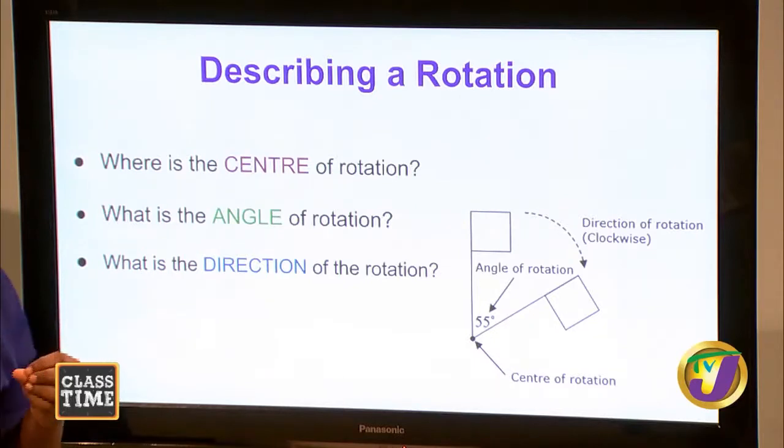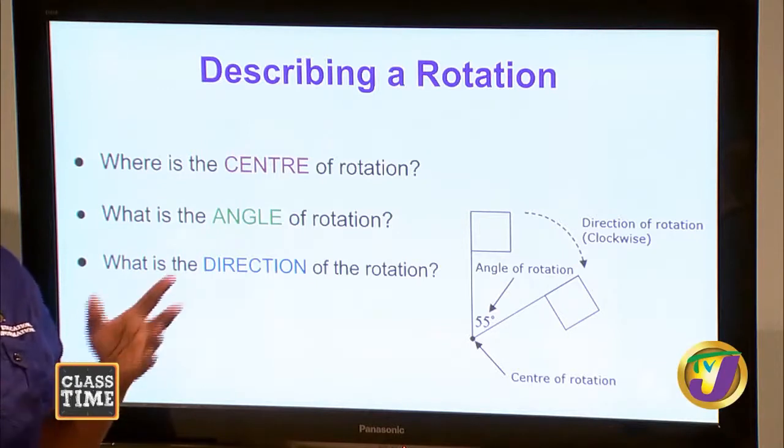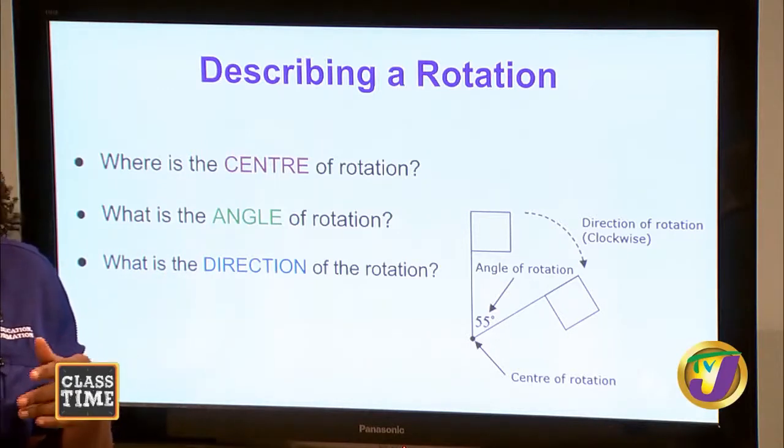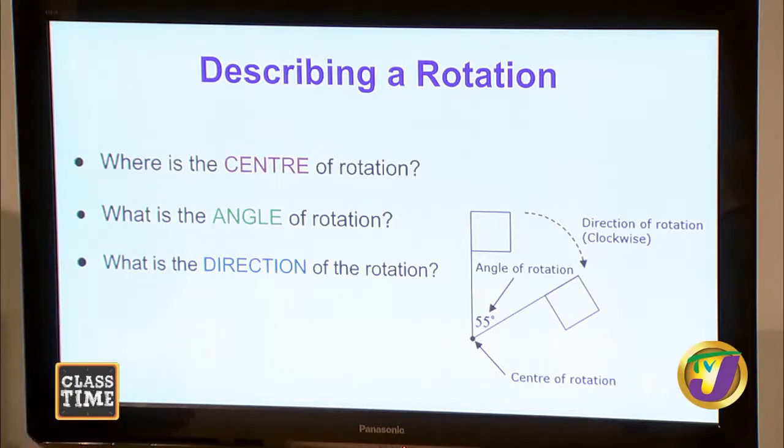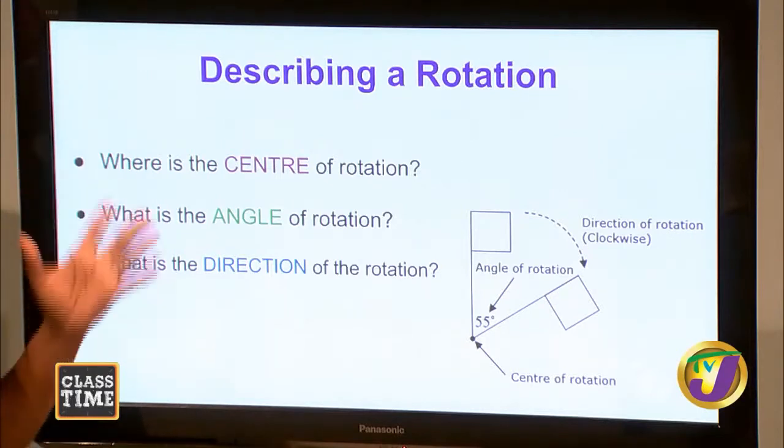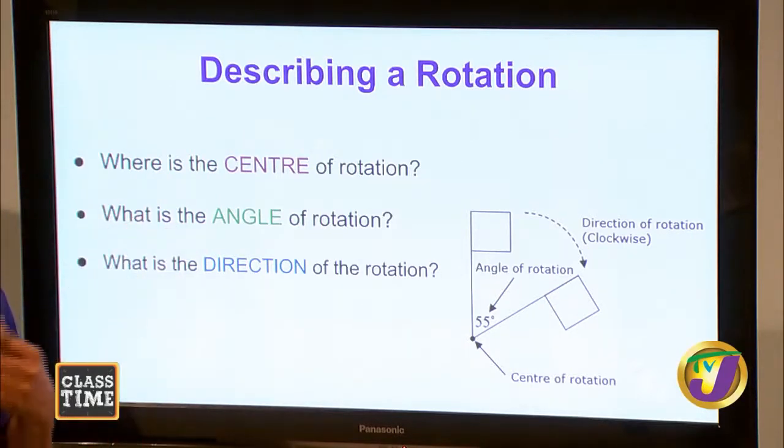In this case, it's 55 degrees. Yes. And I see an arrow that is showing me the direction of the rotation. It says clockwise underneath, but I'm not so sure what that is yet. But I'm sure you're going to tell me as we get into the lesson. But I see the three things coming out in this picture right here. And it's as simple as that, right?